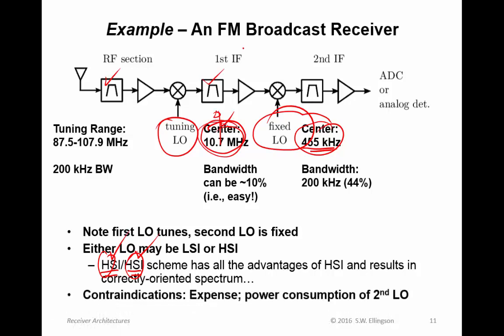Now, contraindications for this approach, why we might not want to do it? Well, it's starting to get expensive now because we have more parts and we have two LOs. In fact, that second LO is going to account for a big chunk of power consumption because LOs ordinarily account for a large fraction of the power consumed by a receiver.